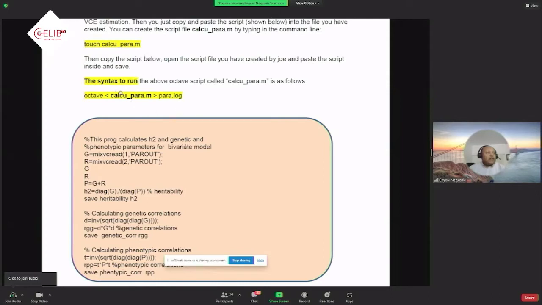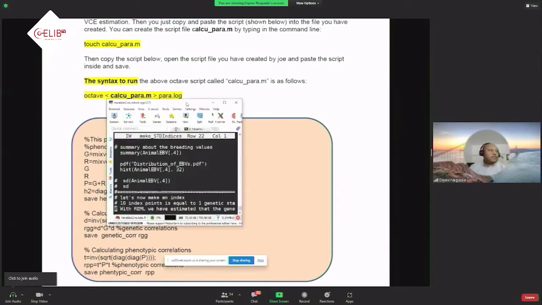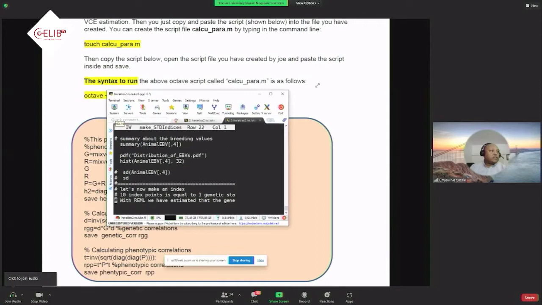If you want to run that file, you can just type octave and the Octave script file, then the output will be written into a file called parlog. I am showing you this because you can use this script: if you have 5x5 traits, you can just make it longer and add some parameters. Otherwise, it can also be adapted for another problem. If you are analyzing, for example, instead of 2 traits, maybe 4 or 5 traits, you can use it.